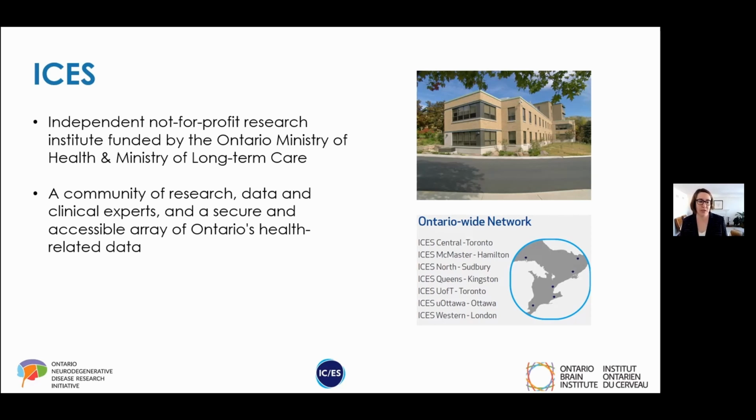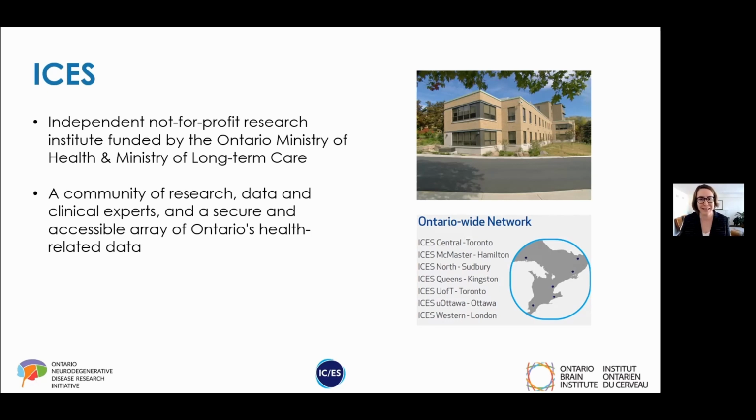We're a community of research and data, as well as clinical experts. And we have a secure array of Ontario's health-related data. So the core of our data are the administrative data, but there are a lot of studies that use electronic medical record data, population-based health social survey data, and clinical cohorts get brought in and linked to the data. So the HANDS Ontario study would be an example of that. And we're an Ontario-wide network.